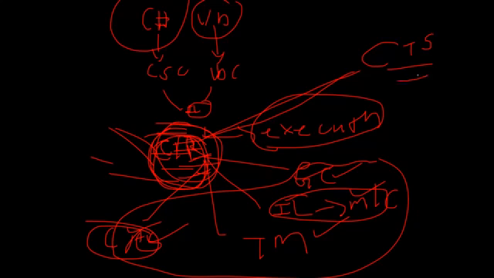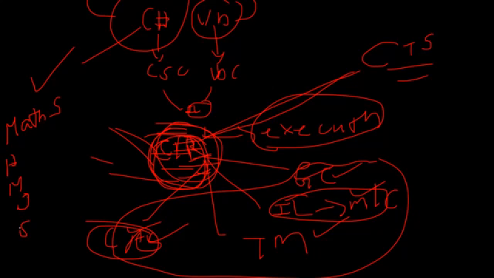Now many times it happens that code which is written in C# needs to be accessed in VB.NET. That means, consider we have created a maths library which contains some functions like add, multiply, division and subtraction.